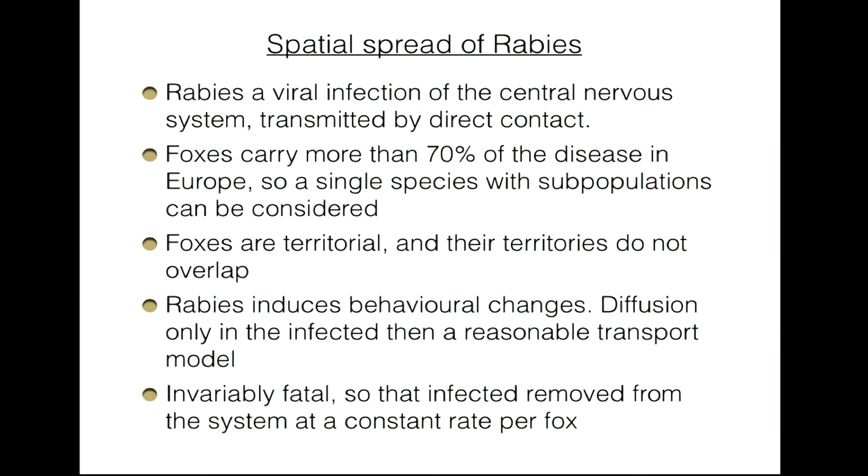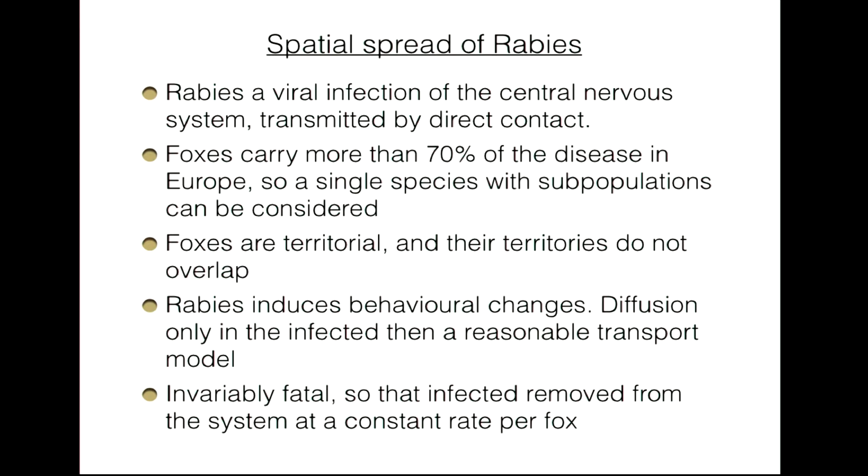In Europe, foxes carry more than 70% of the disease, because typically dogs and cats tend to be not feral but already vaccinated against rabies. And so you can think of a single species with subpopulations for this model. They're territorial and the territories don't overlap, so they're sort of separated in space. Rabies induces behavioral changes, so the animals sort of lose their orientation, they move around. So it's good to think that foxes with rabies essentially move diffusively rather than in any directed manner. And this is invariably fatal.